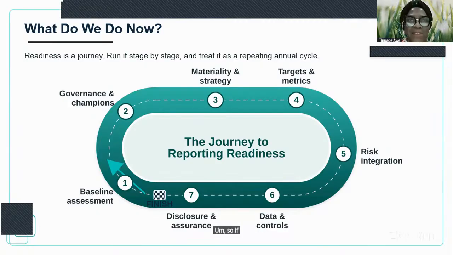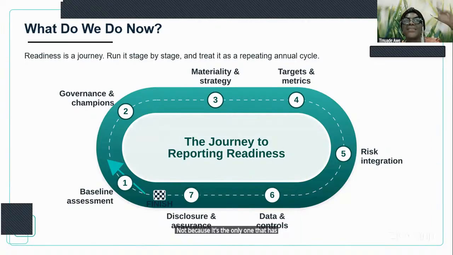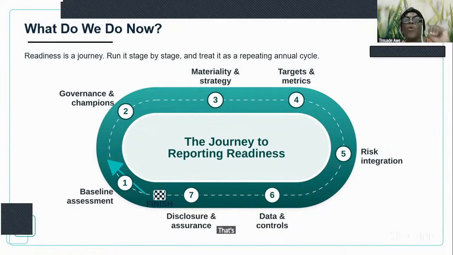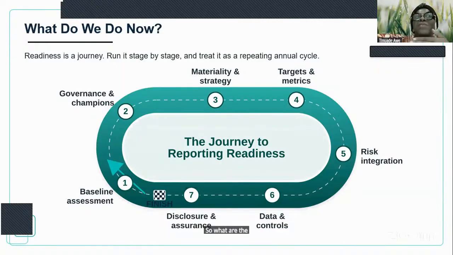So if you take Seplat, for example, I'm using Seplat because it's an early adopter, not because it's the only one that has this. Seplat has said, we will be net zero by 2050. That's a target. They already have 2050, more ambitious than Nigeria, which says we will be net zero by 2060. So what are the metrics by which we will measure that you will be net zero by 2050?